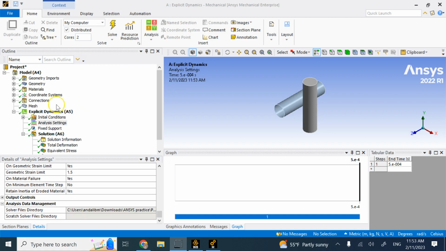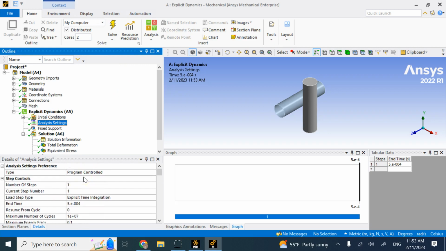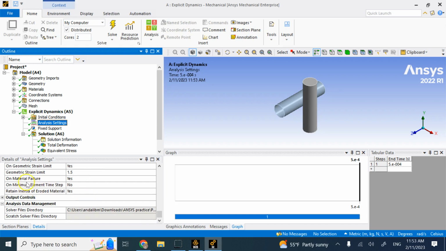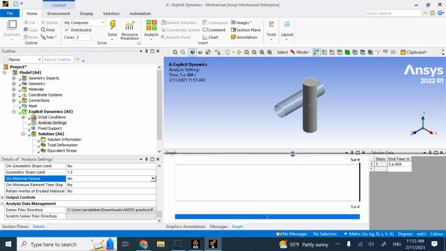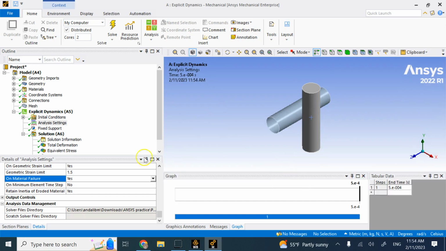Here under the explicit dynamics, under analysis settings, we set up the final time. There is one other thing you need to add, and that is here. It says erosion on material failure; by default, this is off or no. You turn it to on or yes. What does that do? It shows that this material, when it hits against the steel column, would fall apart and fail and basically be torn apart. Okay, so if you want to see that physical failure, you want to turn this on.